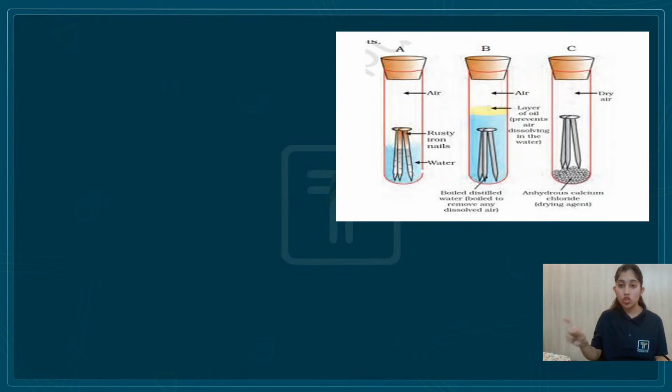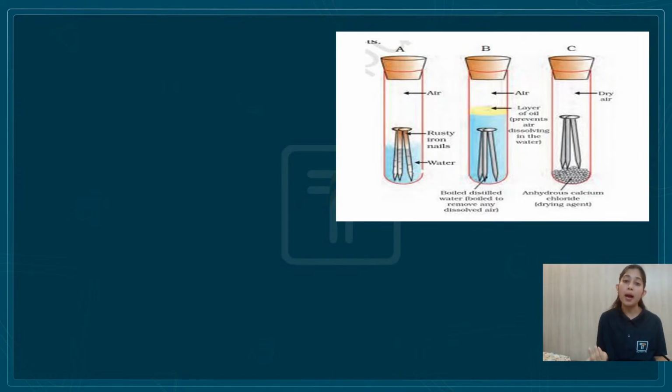Draw 3 test tubes. Label them A, B, C. Label all the conditions. What are you trying to convey to the examiner? That in the first test tube, air and water both are there. In the second test tube, I have blocked the pathway of air to reach my iron nail. Only water is there. In the third test tube, no water, no air. In fact, I have put some calcium chloride in order to block any moisture which is there.